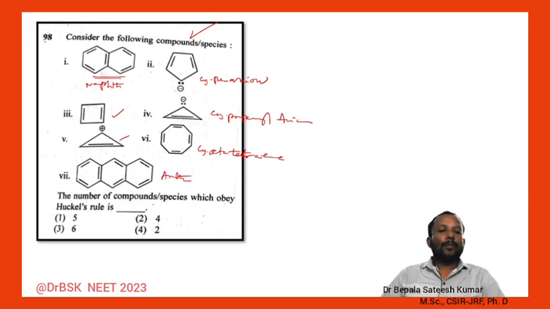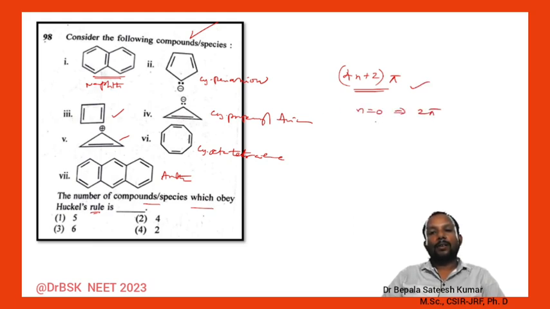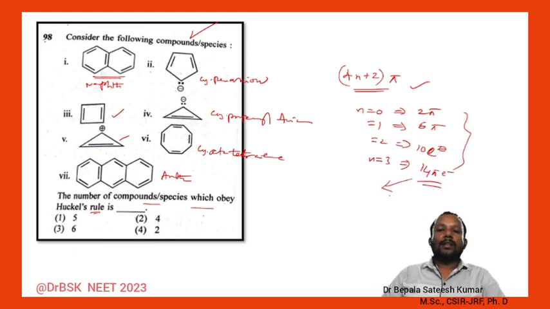See the pi electrons. How many species obey Huckel rule? According to Huckel rule, the molecule must contain 4n plus 2 pi electrons. That means n equal to 0 gives 2 pi electrons, n equal to 1 gives 6 pi electrons, n equal to 2 gives 10 pi electrons, n equal to 3 gives 14 pi electrons. All these numbers are Huckel numbers. These compounds are highly stable. The compounds which follow Huckel rule show aromatic nature, so they show higher stability.